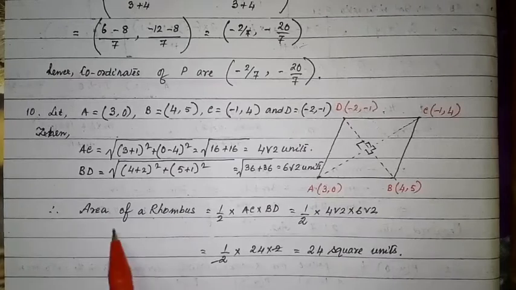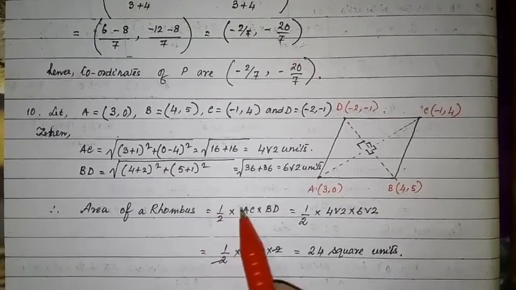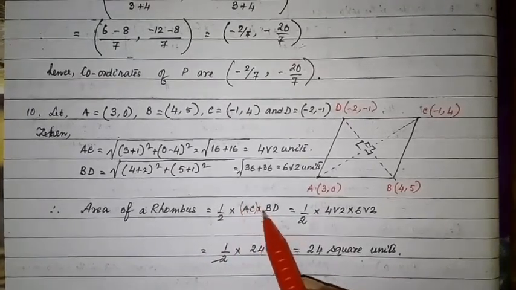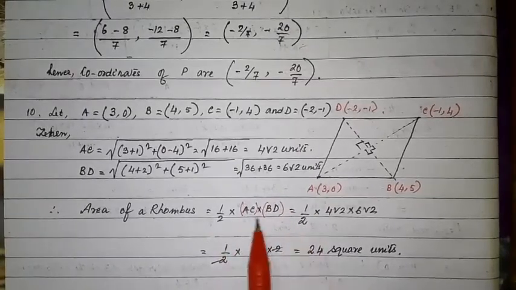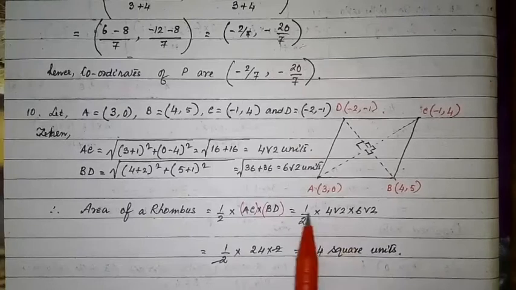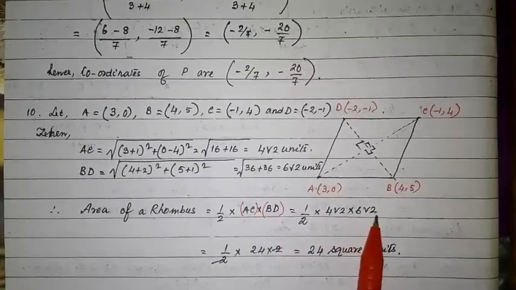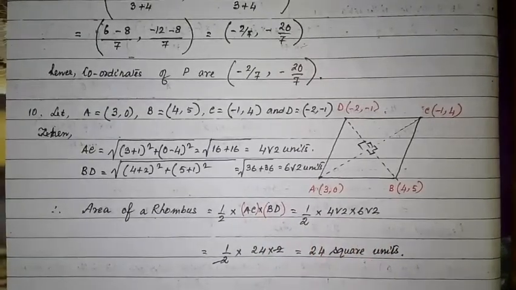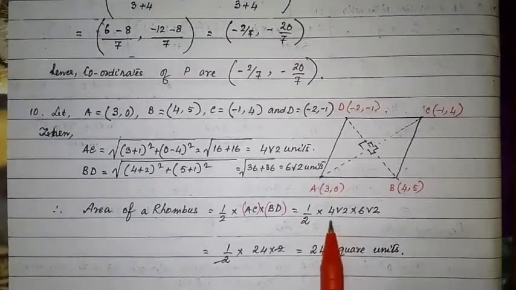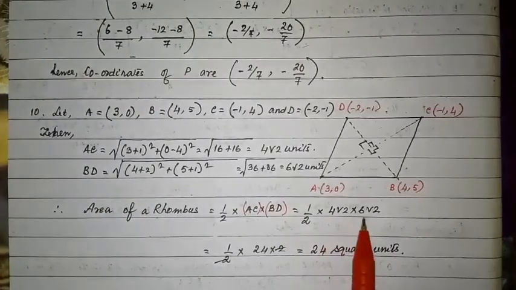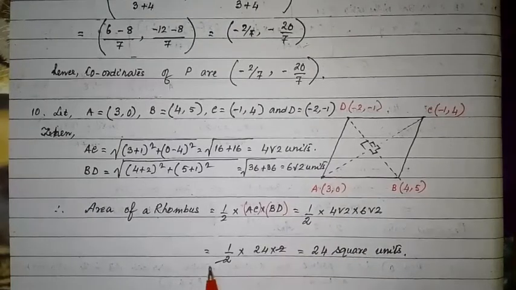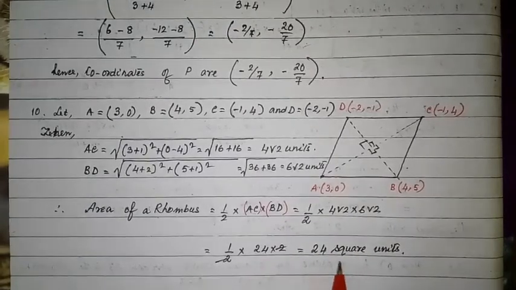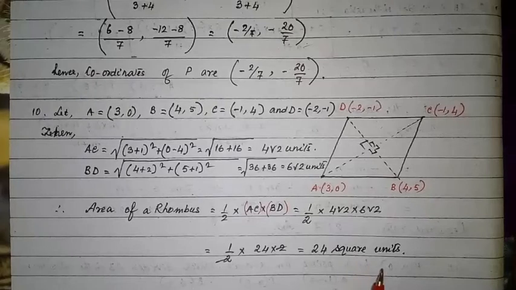Therefore, the area of the rhombus is half into diagonal AC into diagonal BD. Diagonal AC means 4 root 2, diagonal BD means 6 root 2. Therefore half cancelled, and 4 into 6 is 24, and root 2 into root 2 is 2. So 2 cancel. This is 24, that is 24 square units.